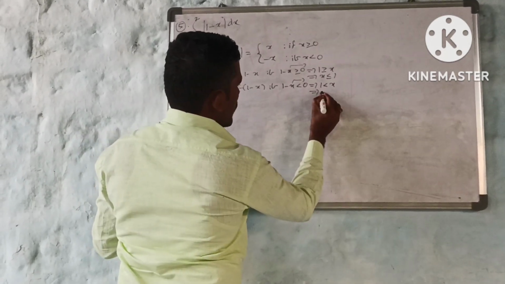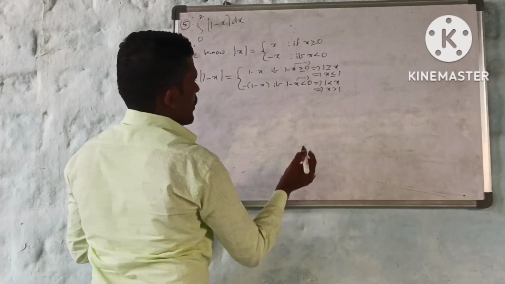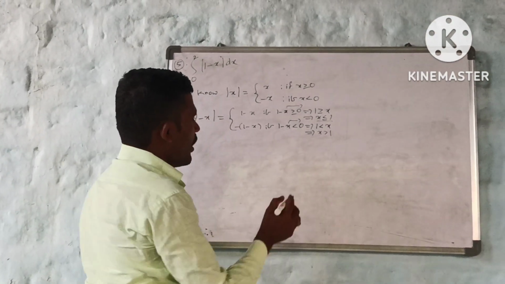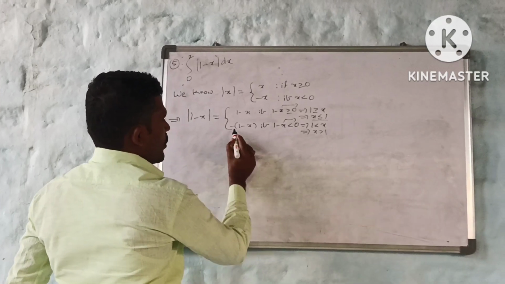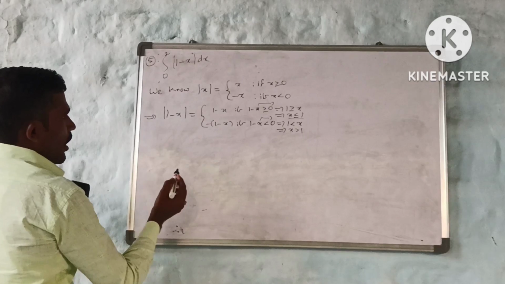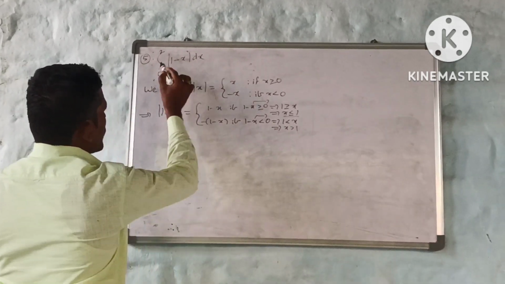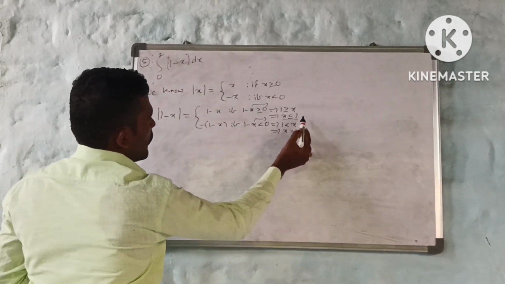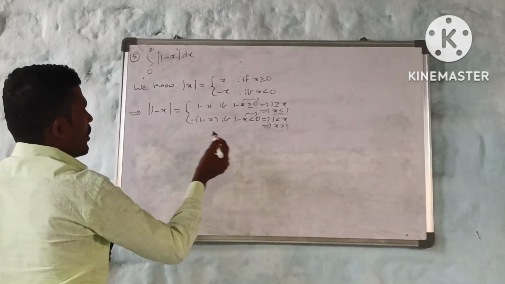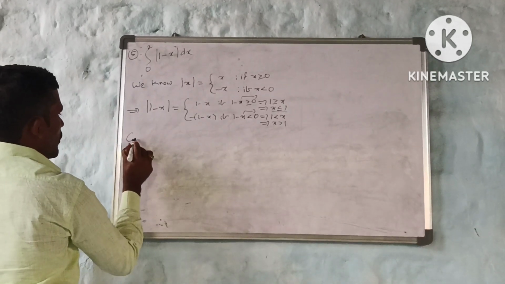1 is less than x, that is, x is greater than 1. When x is less than 1, 1 minus x is positive; when x is greater than 1, we have to take minus of (1 minus x). So the integration is from 0 to 2, split here at 1. That's why I am taking the given one.